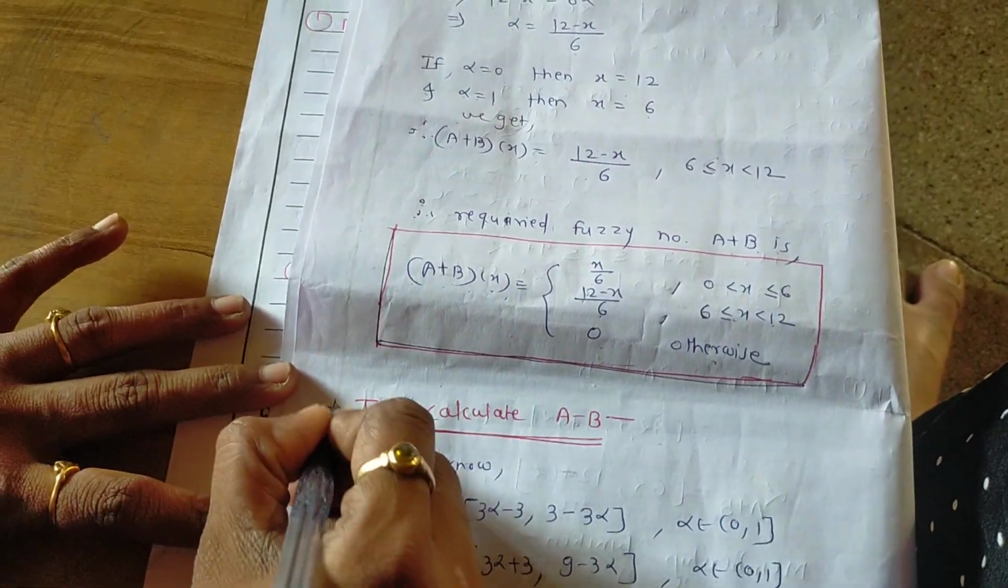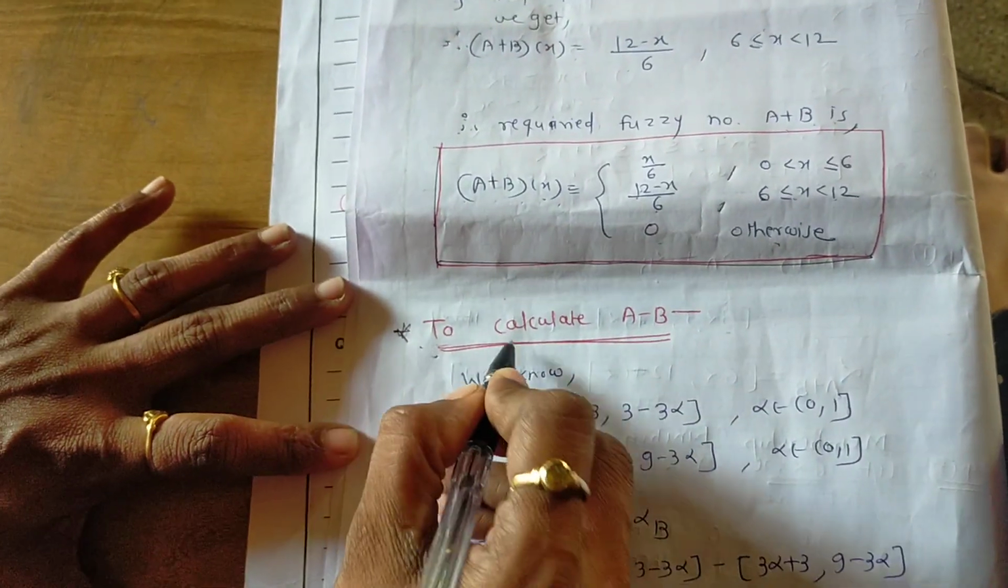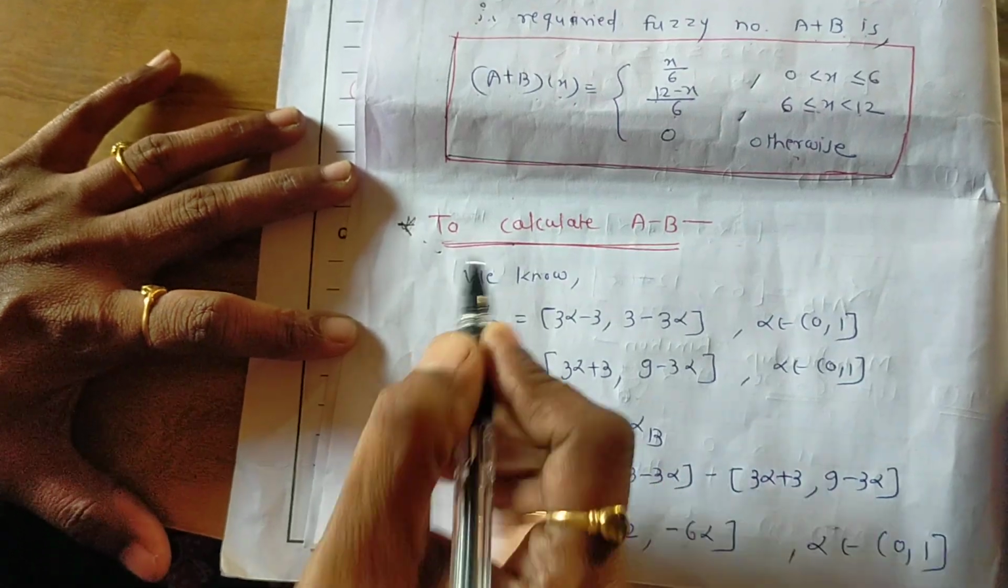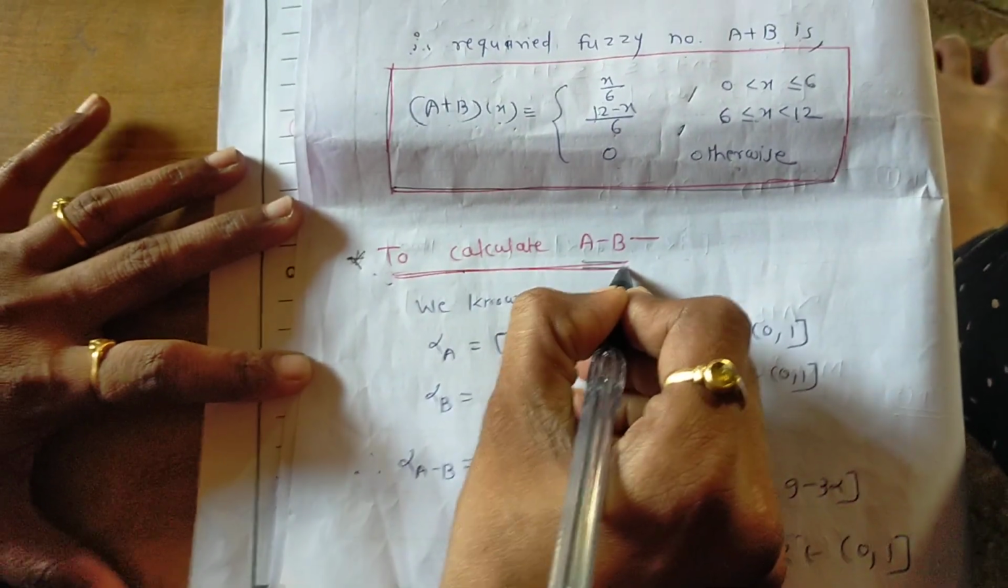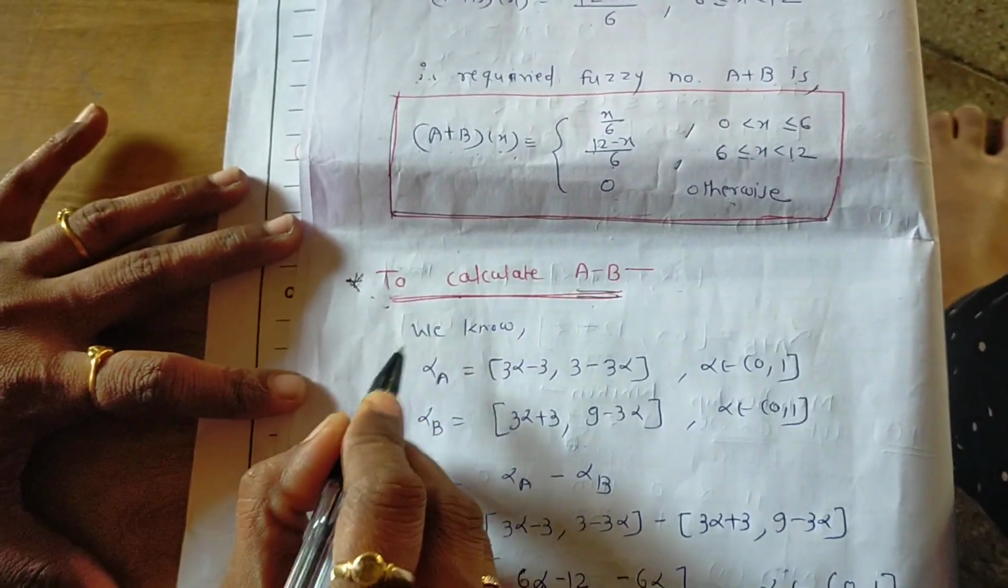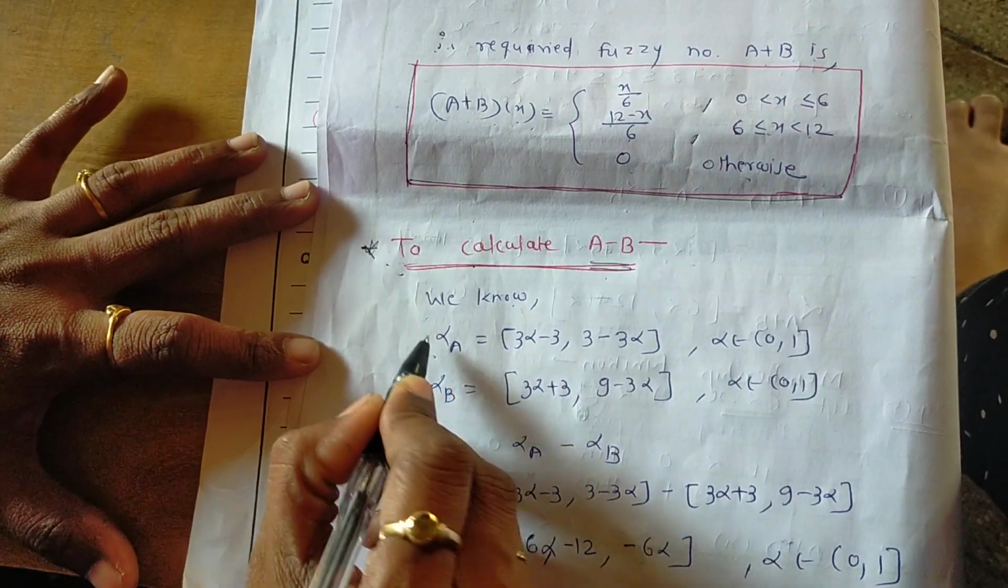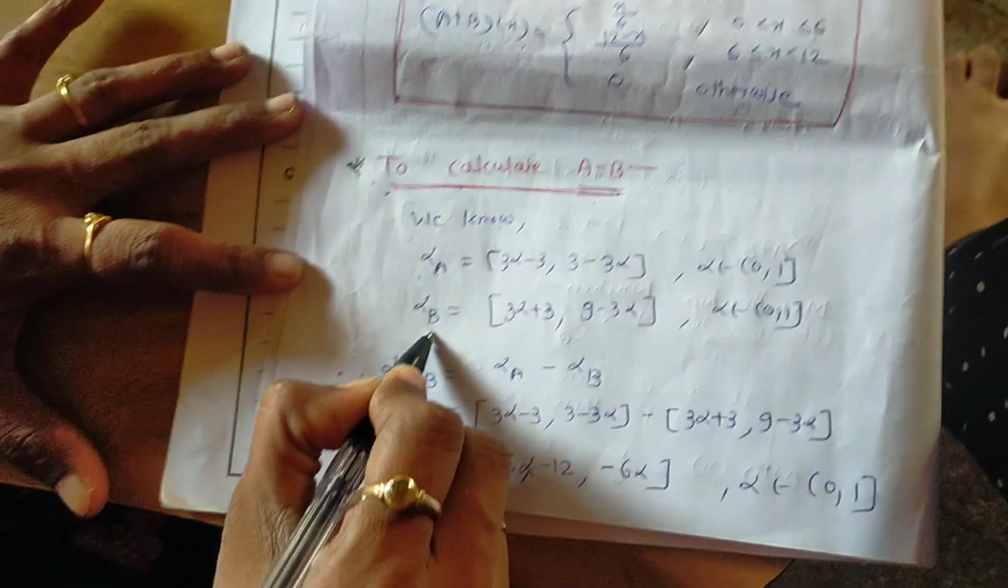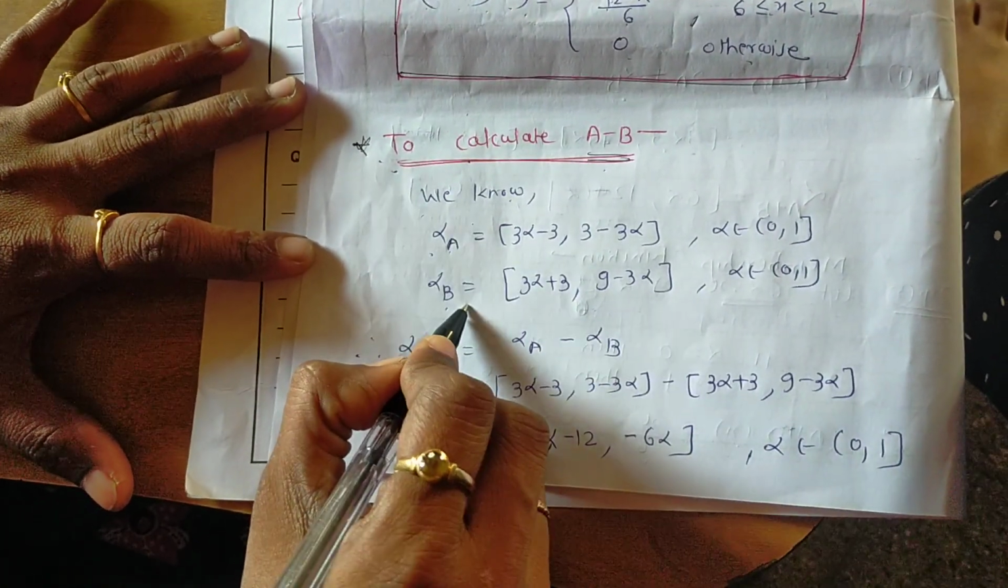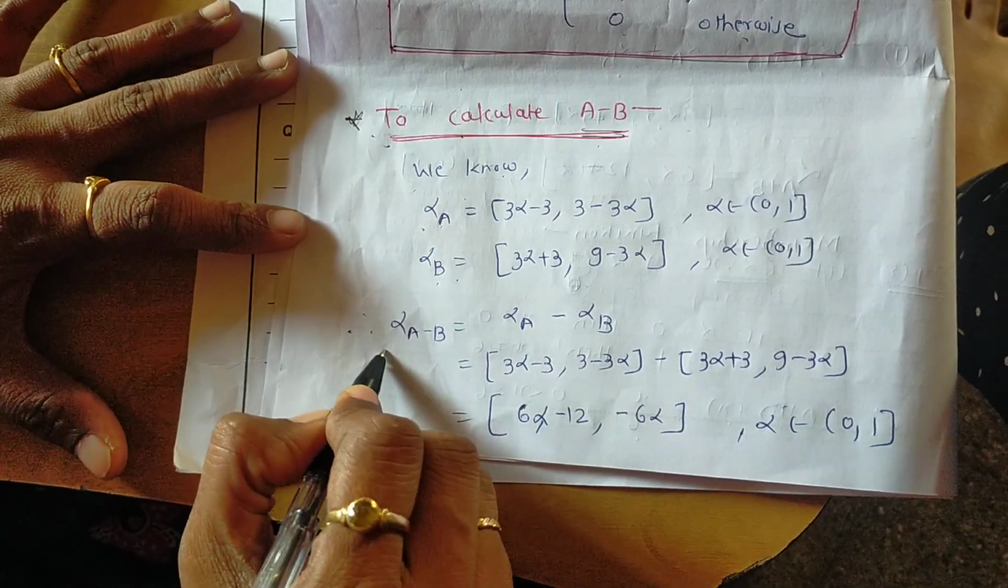Now go to the second question. We have to calculate the fuzzy number A minus B. Now for the same problem, we already calculated alpha cut of A and alpha cut of B. Take them as they are. See, for the second step.